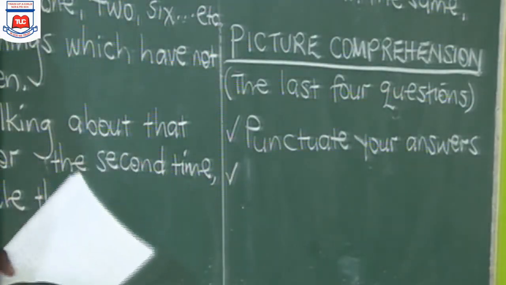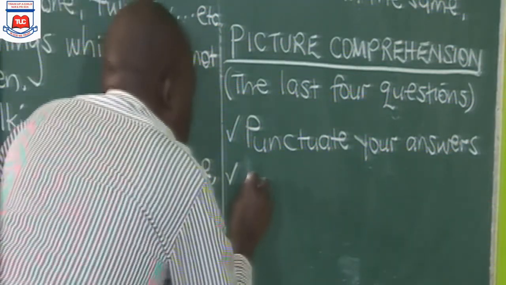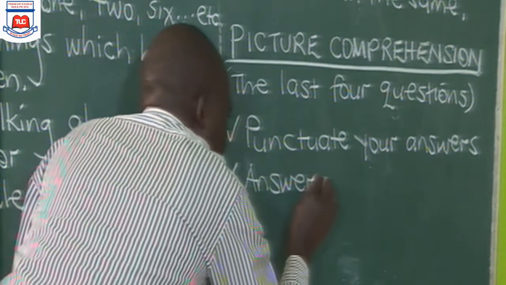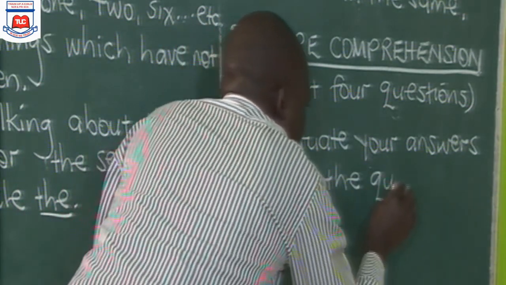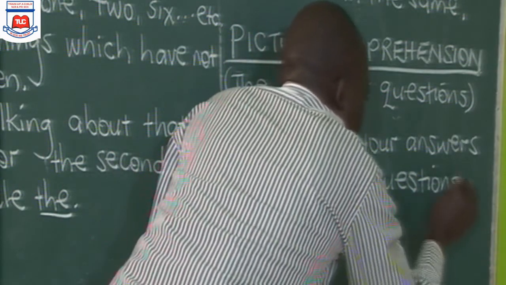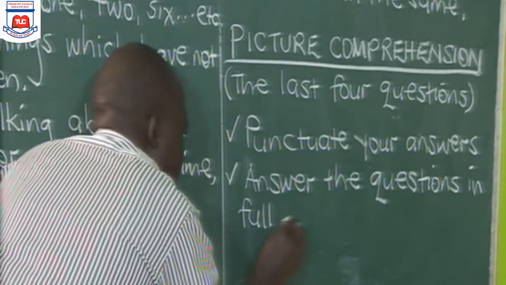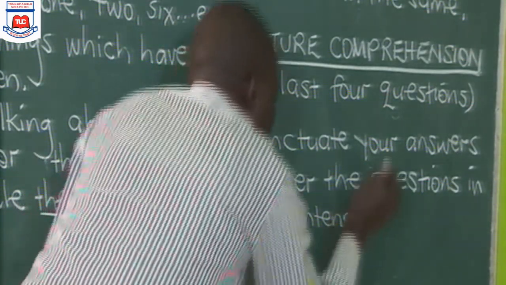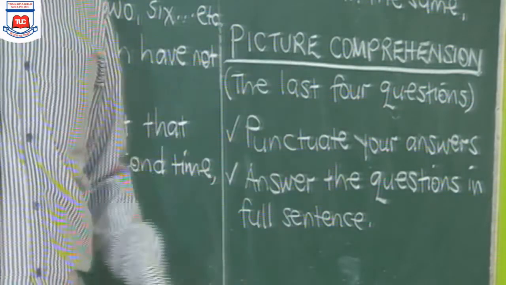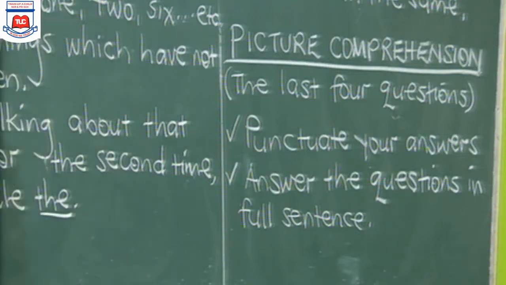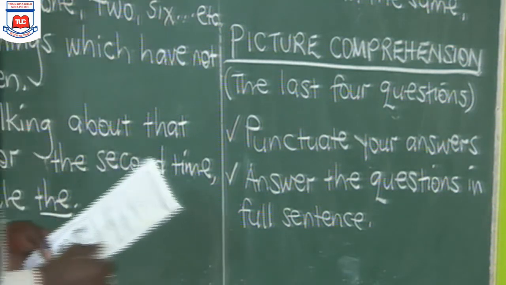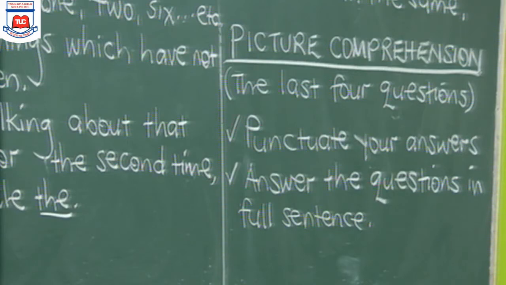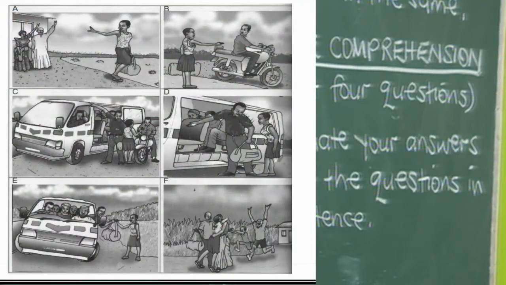Next, make sure you answer the questions in full sentences. So that is what you're supposed to observe when you're dealing with picture comprehension. So let's go back to our pictures on the screen and try to construct those sentences. Picture A, what sentence do you think you would construct for picture A? The sentence would be, "Ruth is waving at a man and a woman." Full stop.